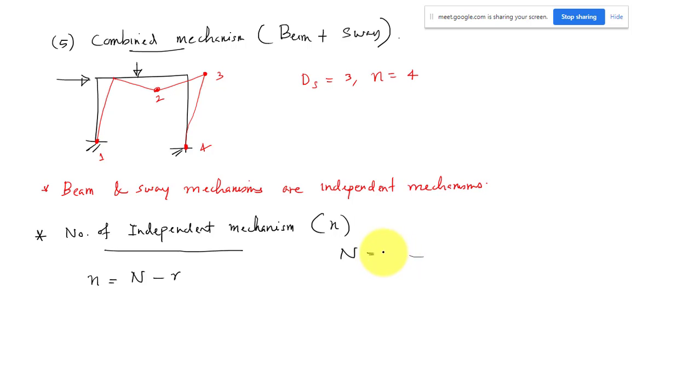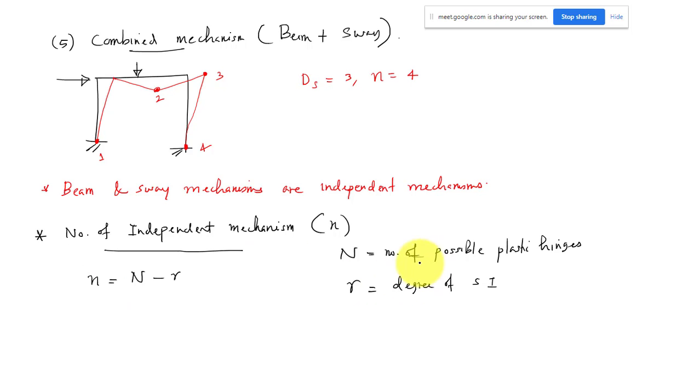plastic hinges in the structure. Wherever the plastic hinges are possible, how many plastic hinges may be possible? Okay, the number of possible plastic hinges in your structure, that is your n, and r is nothing but your degree of static indeterminacy. That will give you this many number of mechanisms are possible for that particular structure.